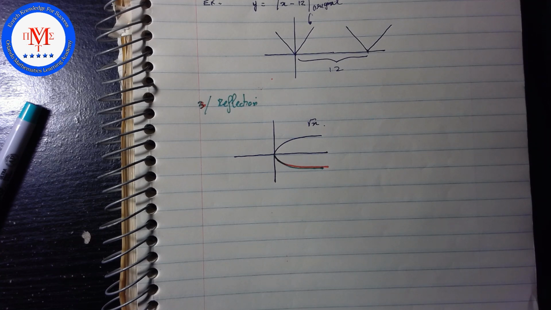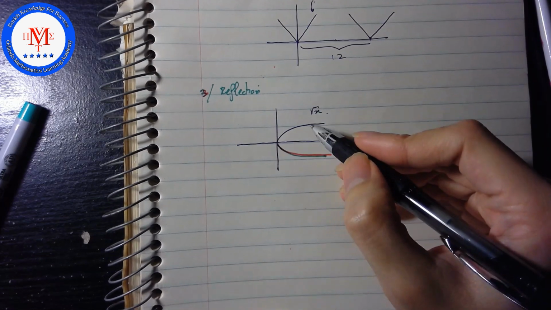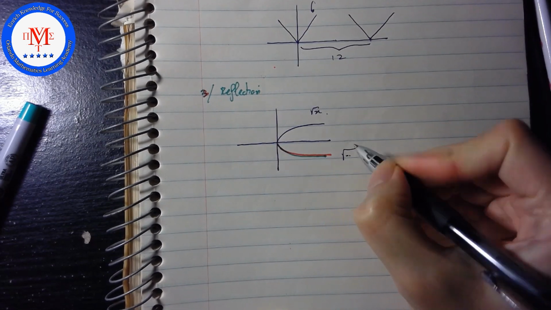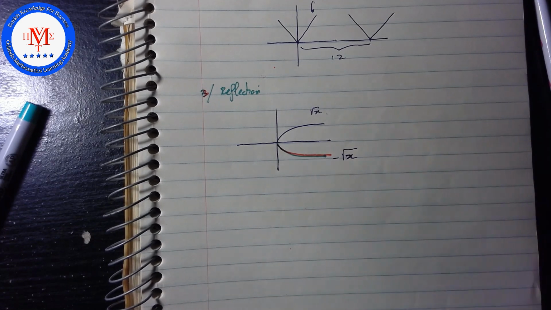Basically, instead of having square root of x, I apply the negative sign to the radical of the function. So the new function, instead of square root of x, is negative square root of x. I apply this negative sign to the whole function. By doing that, the whole function will be reflected about the x-axis.